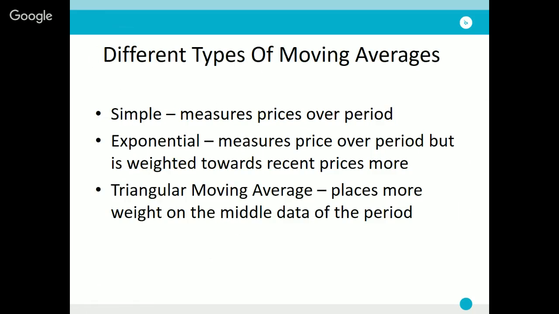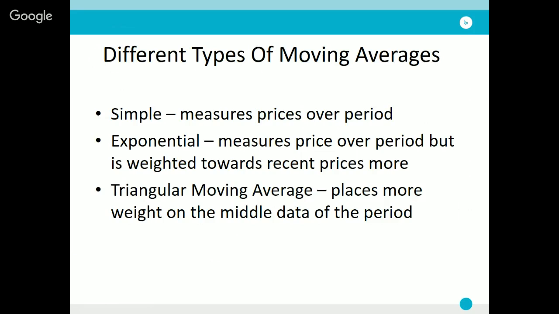So first of all, we have the simple moving average. That's the moving average that we just saw in that first example. And this simply measures the average price over a given period. Again, it's constantly updating itself, so constantly reflecting the most recent data and removing the oldest data. We then have the exponential moving average. This moving average does the same thing, but its calculation gives more weight to recent prices over earlier prices.